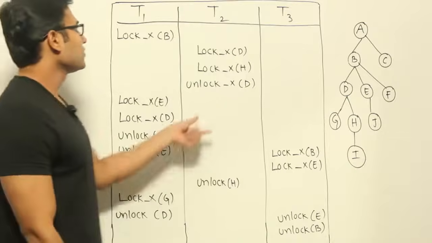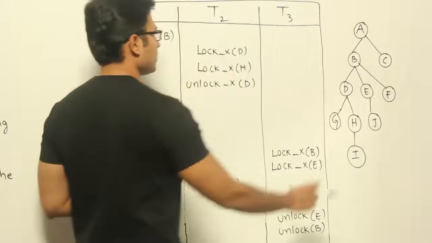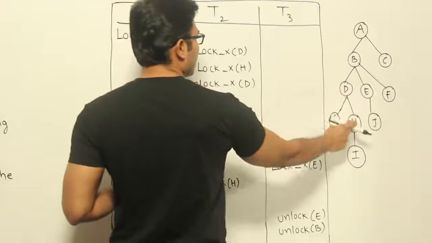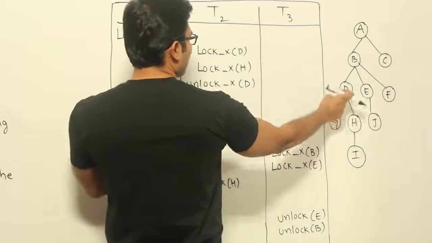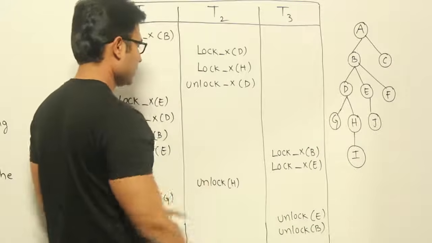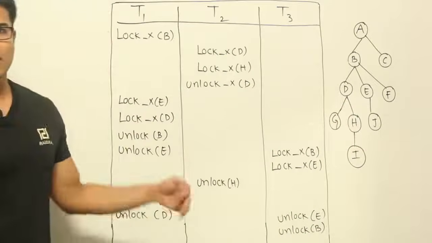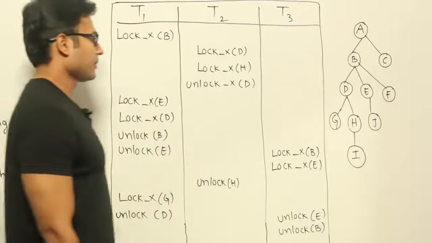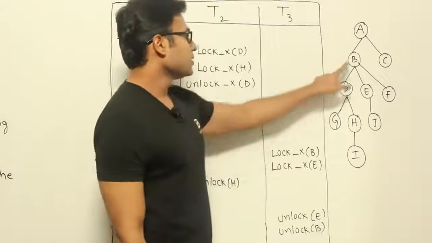Okay, now let's look at transaction T2. Now D is locked. Yes, D is locked, and after D, H is locked. Yes, after D you can lock H, and then D is unlocked. Yes, that can be done, and again H is unlocked. Not an issue. So you are going to lock and unlock in such a way that the parent is always locked. And here it is starting with B. Yes, it is starting with B here.